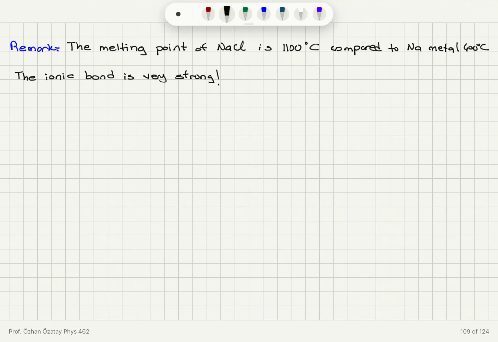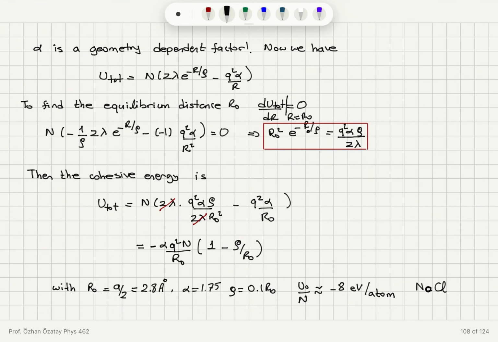The melting point of sodium chloride is 1100 degrees C, so we see that it's greater than that of sodium metal, 400 degrees C. So the energy, minus 8 eV, is quite a large energy. It's quite a strong bond that we're forming in this ionic structure.